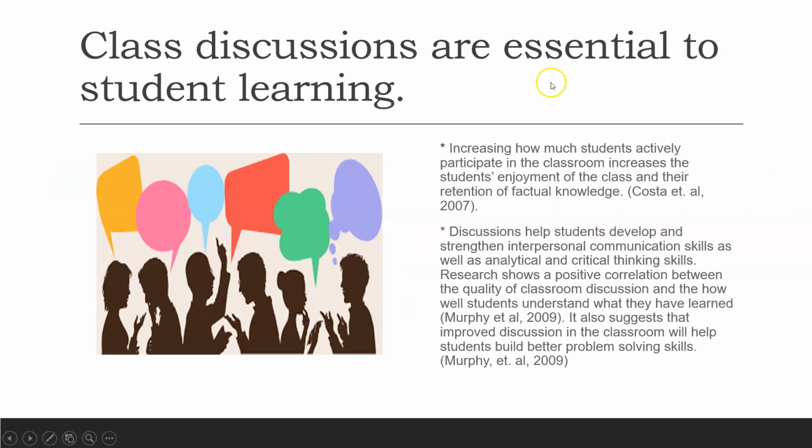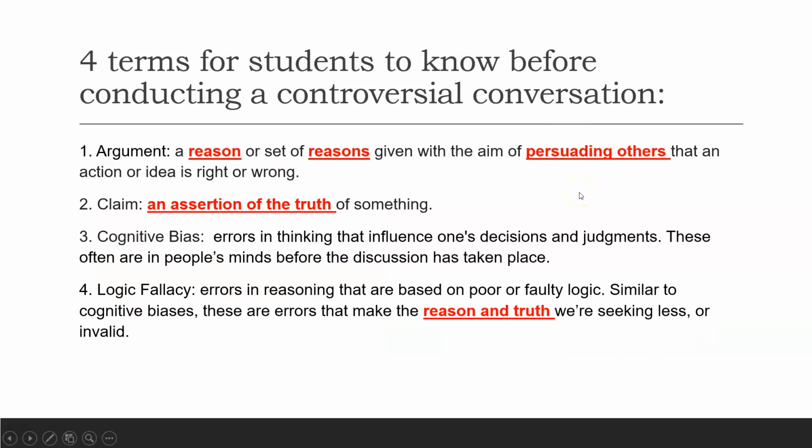Okay, so to wrap up, I want to reinforce a couple points. Class discussions are essential to student learning, and it's essential that we have students engage in them. It's very positive. We know this anecdotally. We know this through research. Class discussions are wonderful tools in the classroom, but they have to be done correctly. And I feel that if teachers and students really know what a proper argument is, what a claim is, how to test a claim, and how not to fall into these cognitive biases and logic fallacies, you are going to have some wonderful, fantastic class discussions that are grounded in respect and learning and knowledge.